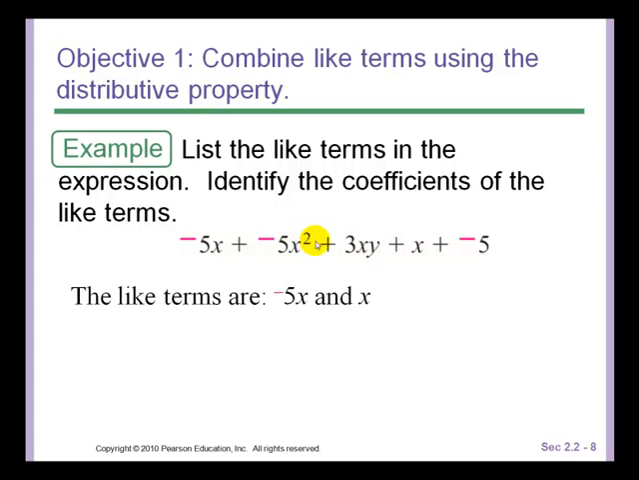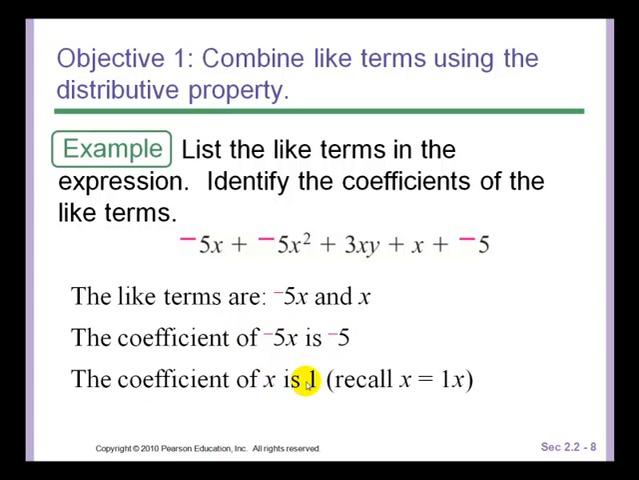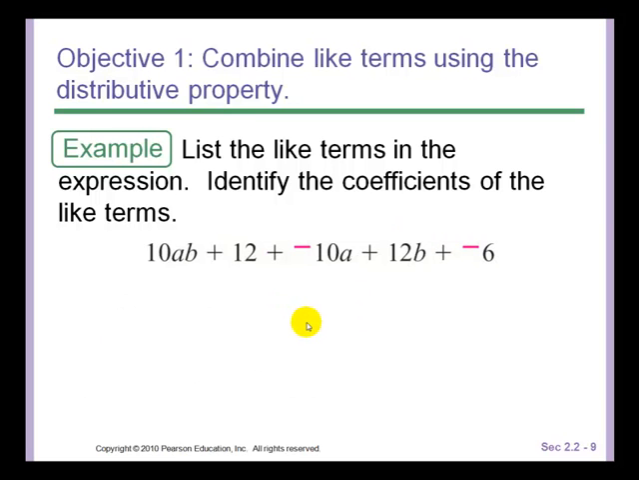And this is an exponent of 2. This is x squared. Nothing else has an exponent of 2. So only negative 5x and x are the like terms. The coefficient of negative 5x is negative 5. The coefficient of x is 1. Recall that you can multiply anything by 1 and it doesn't change anything. So the coefficient is negative 5 and the coefficient is 1.